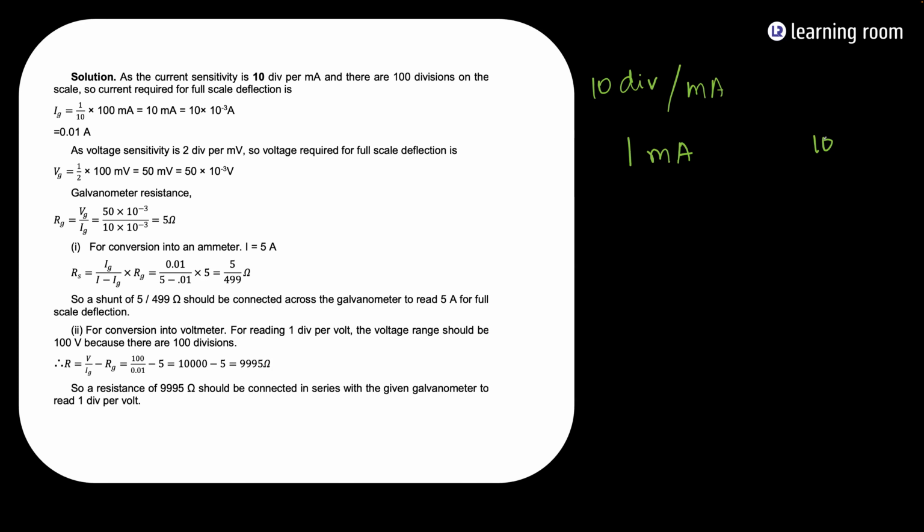Now, what should be the value of Ig so that I'm able to produce a deflection for 100 divisions? Unitary method. What is it? Ig will be equal to 100 into 1 milliampere. I'm not converting it to ampere. 100 into 1 milliampere divided by 10. So what will it be?